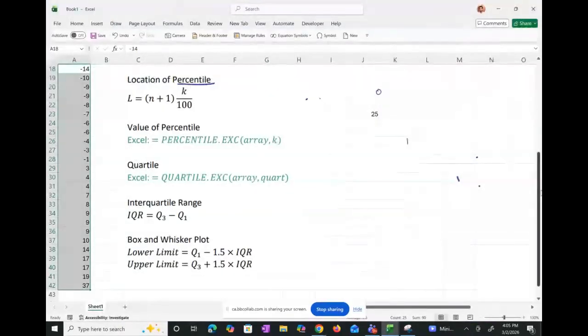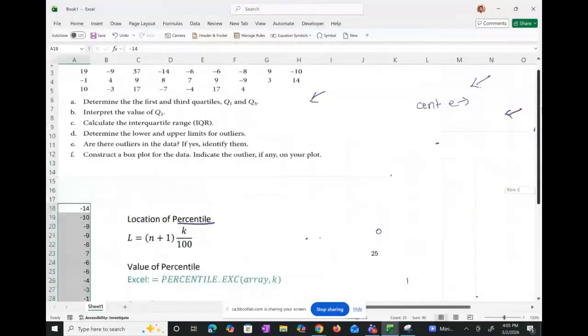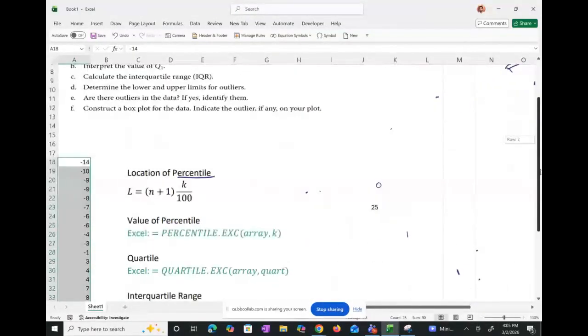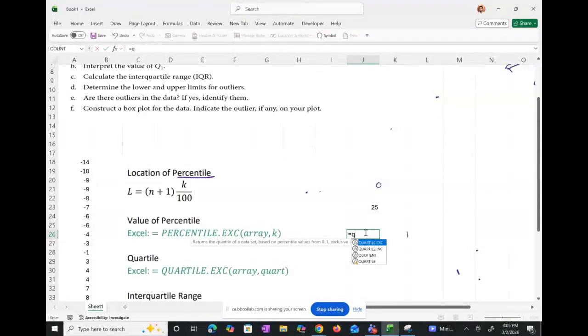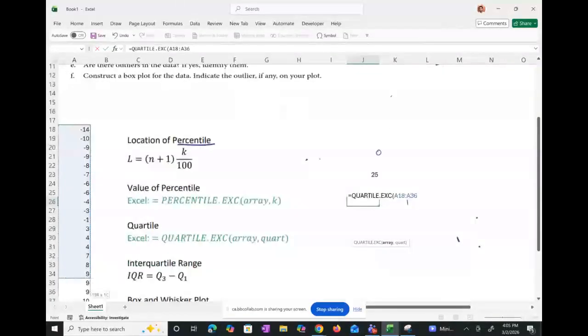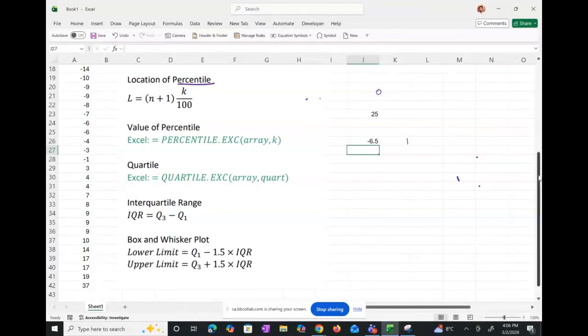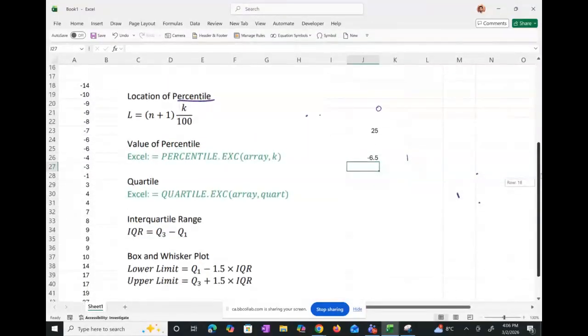Now I wanted to first determine the first and the third quartile, Q1 and Q3. You can use this formula. I'll encourage you to use this formula. Go ahead and use it, and you will get the answer also. The basic formula is equals QUARTILE.EXC, and then you select the whole data, and comma, you are finding the first quartile, so you put the number 1, enter. Negative 6.5 is the quartile 1.